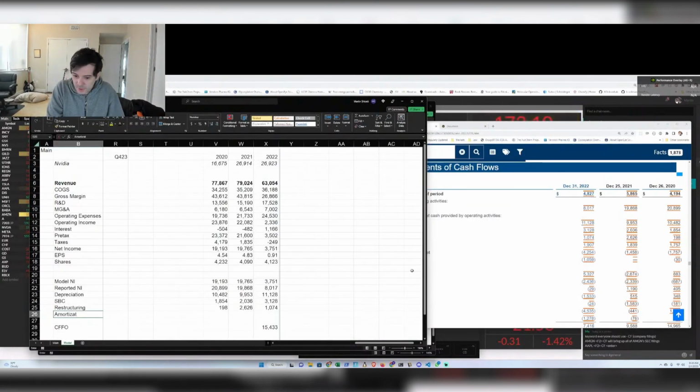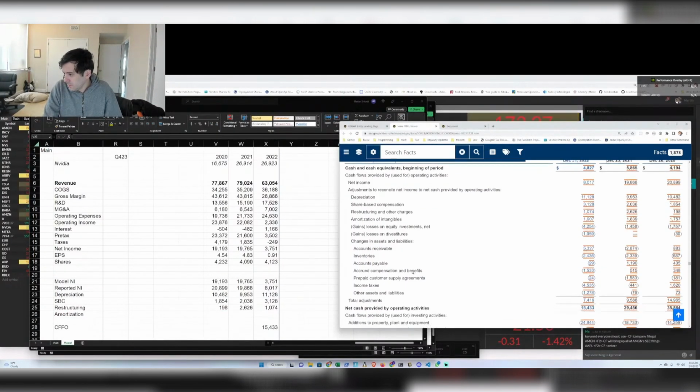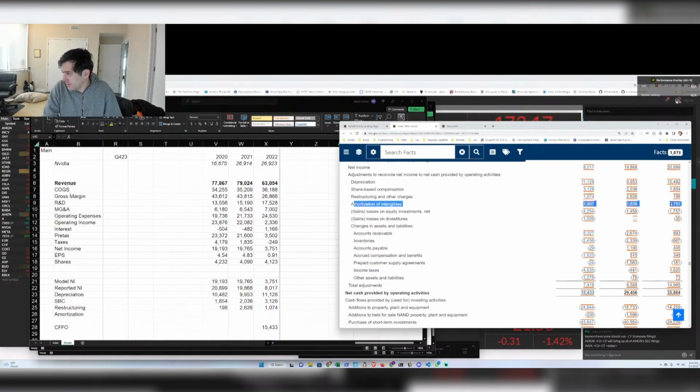And there's amortization. We are looking at Intel, yeah. EBITDA is an acronym that means earnings before interest, taxes, depreciation, and amortization.